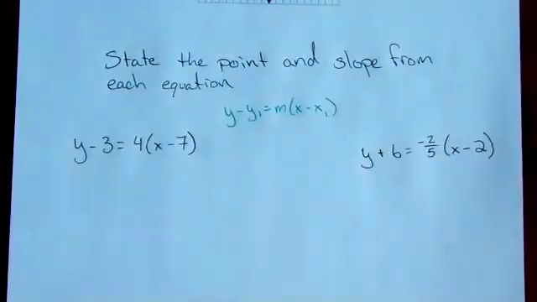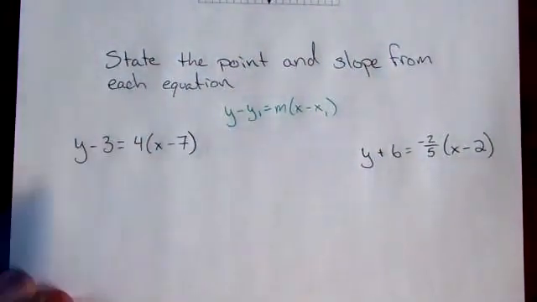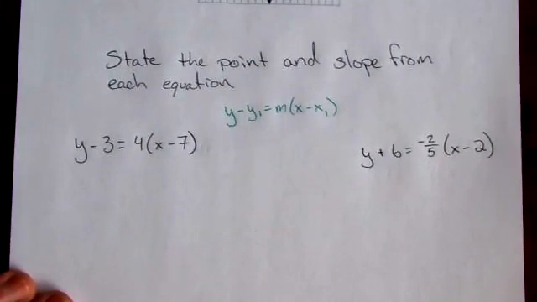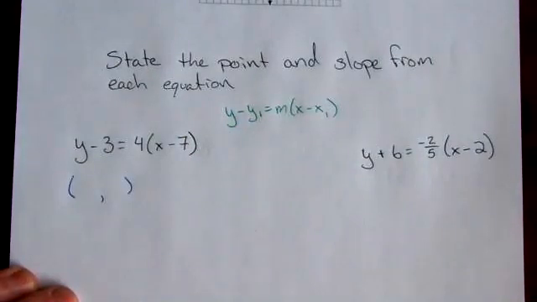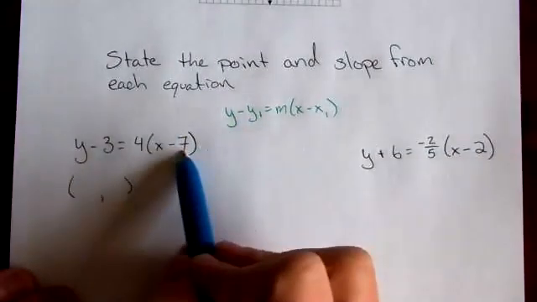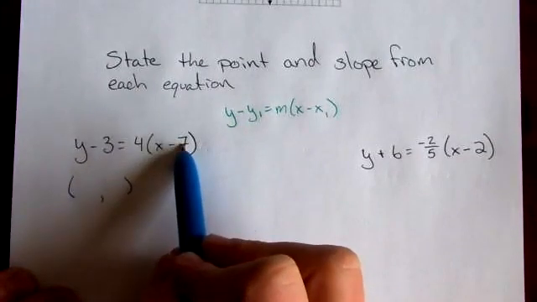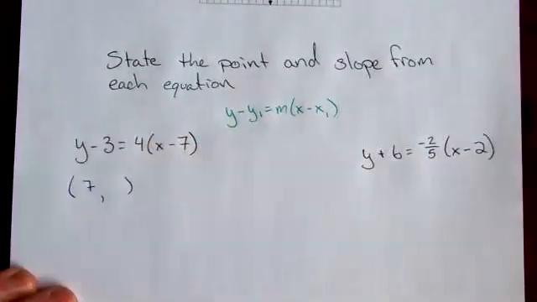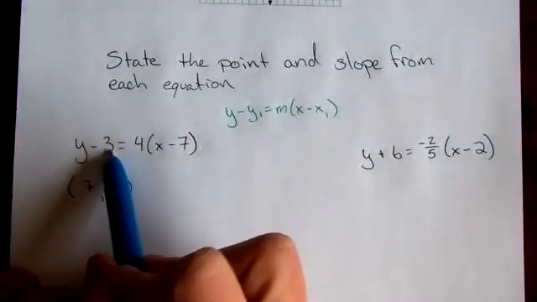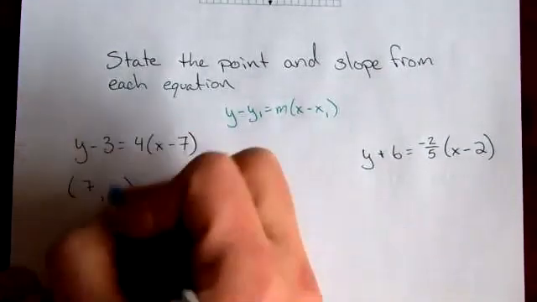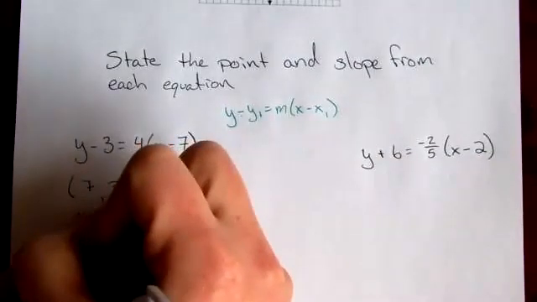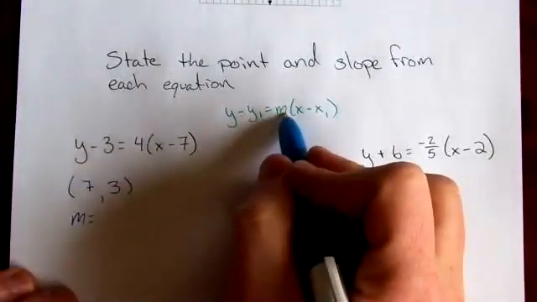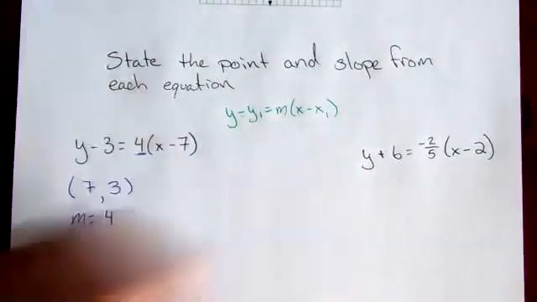All right. So we want to know what is the point that this line goes through. Well, the point is x comma y. Our x1, it's a 7. Because it's a minus, we keep it as a positive 7. And our y1 is the 3. Since the original one is a minus, it stays positive. So the point is (7, 3). And then what is our slope? What is our m? Well, m is right in front of the parentheses right here. So our slope is 4.